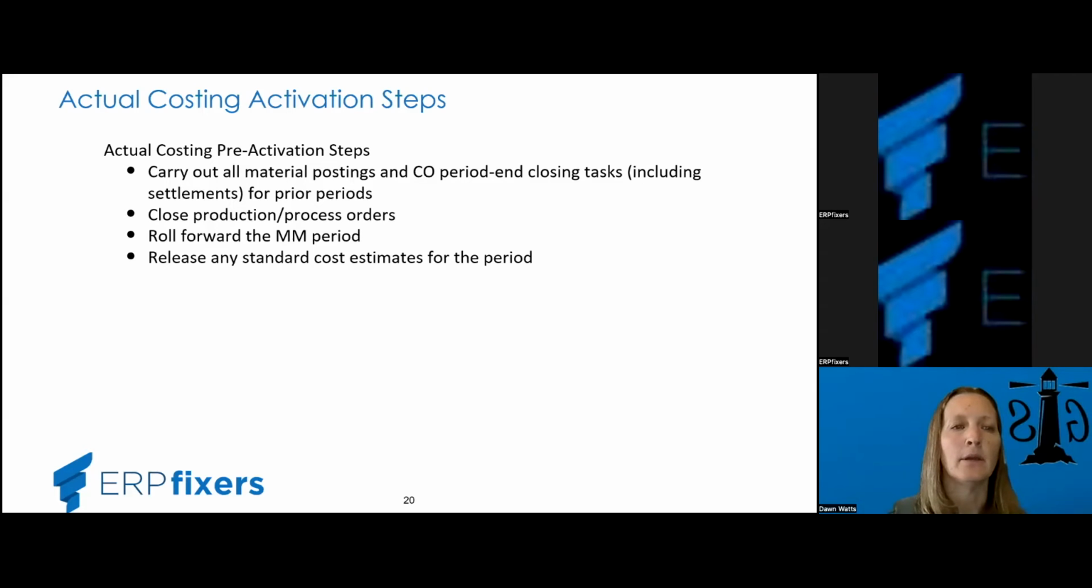with standard costing today, that should already be in place. And then, closing out your production and process orders as much as possible. You really want to make sure that going into this, you're not leaving a lot of stuff open that could cause some variances or differences. You also want to roll forward your period and release any standard cost estimates that you had calculated for the period.